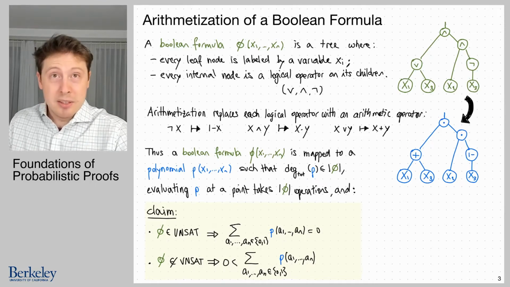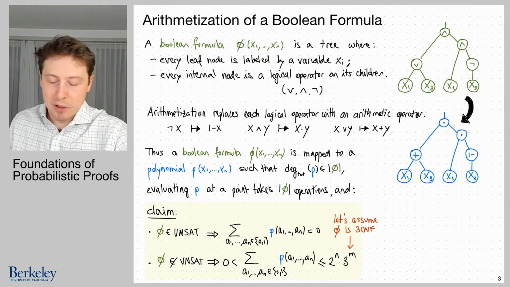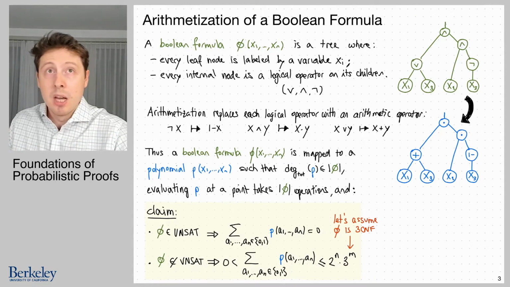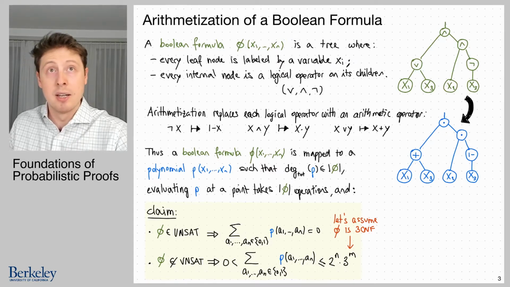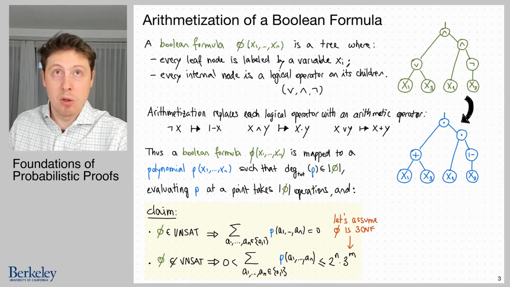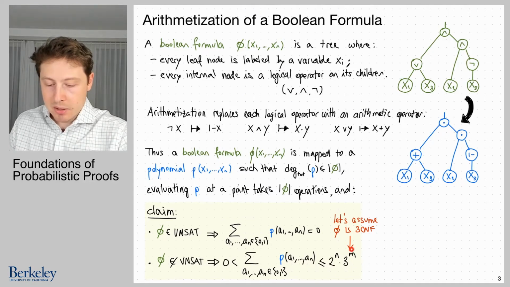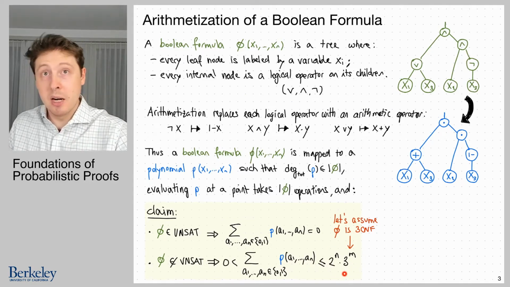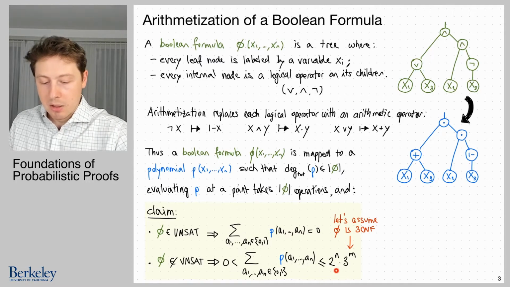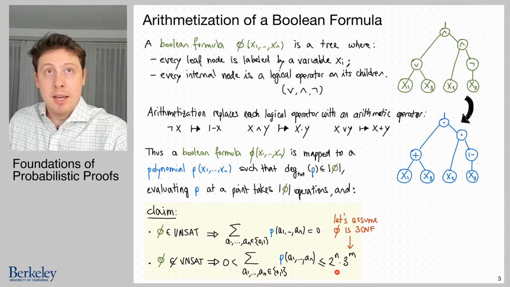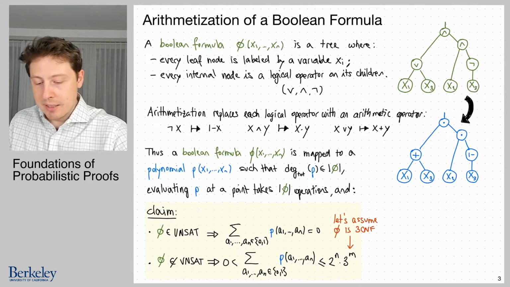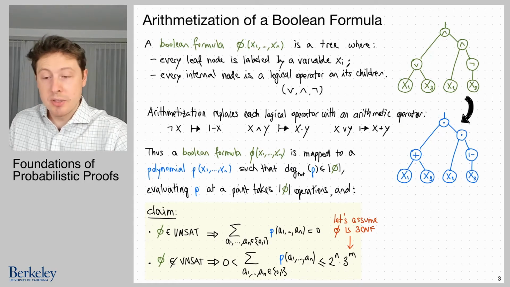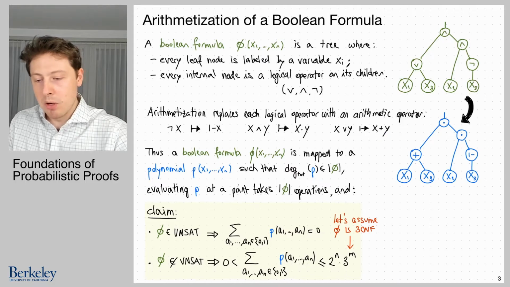Now, this sum cannot be too large either. For simplicity, let's assume that the formula is in 3CNF form. That means that the formula comes as an AND of m clauses, each of them with 3 literals combined with ORs. Then the size of this integer can be at most 2 to the n times 3 to the m. Why? Because the sum has 2 to the n terms, and each term will have size at most 3 to the m. Why? Because each clause, in the worst case, is going to become 1 plus 1 plus 1, so that's 3.